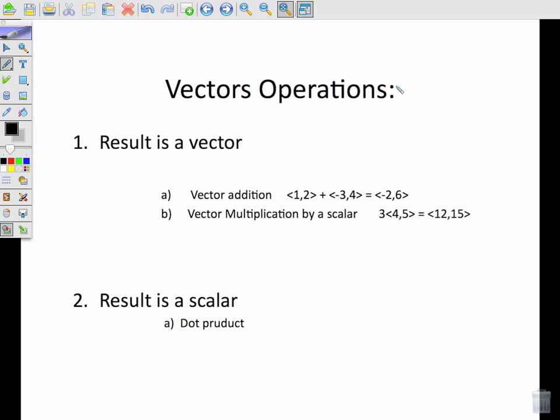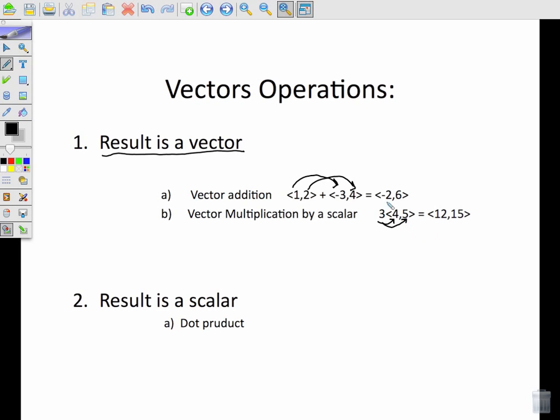When we are dealing with vector operations, there are times when the operations give us another vector as the result. One is vector addition. If I've got vector 1, 2, and I'm adding vector -3, 4 to it, all you need to do is add the components together, and the result is another vector. We also have multiplication of a vector by a scalar. Multiplying vector 4, 5 by 3, you multiply 3 times 4 and 3 times 5, and the result is another vector.